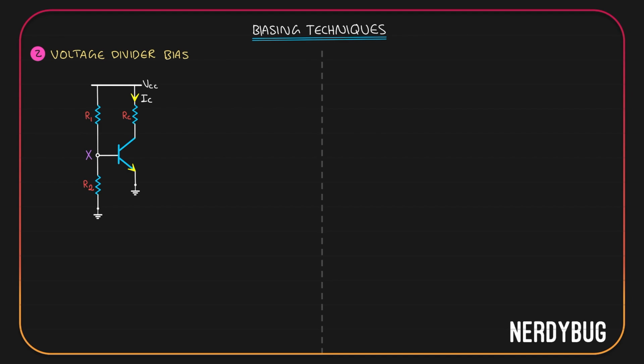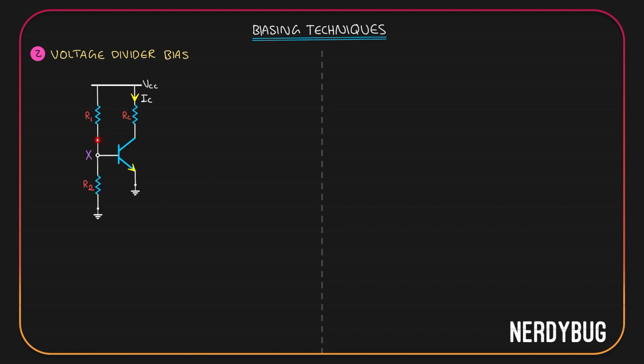We have to start the analysis by making an assumption that the base current is very small, it is negligible. I'll explain the reason. We have VCC over here, so obviously some current is going to flow in this direction. At this junction, some of the current has to flow in this direction, that is the base current. The rest will be going to R2.